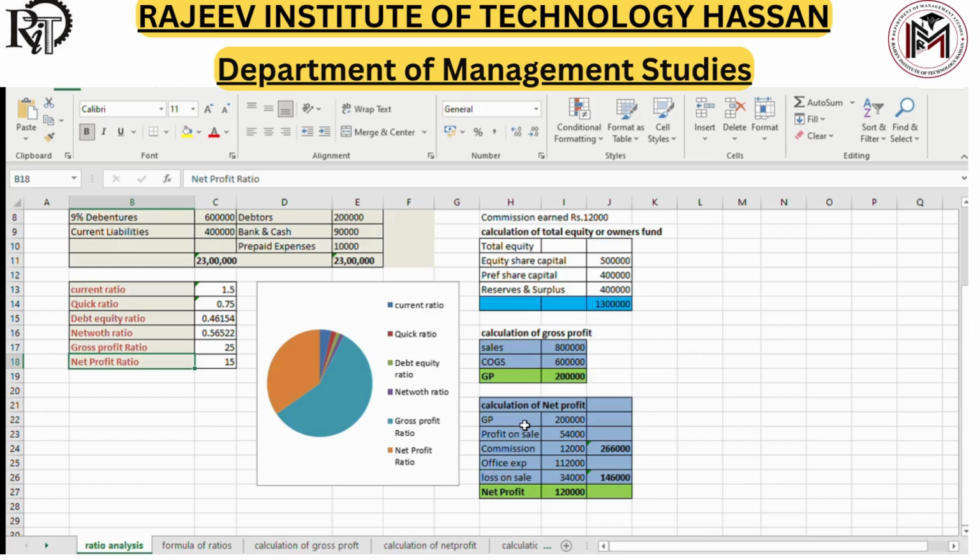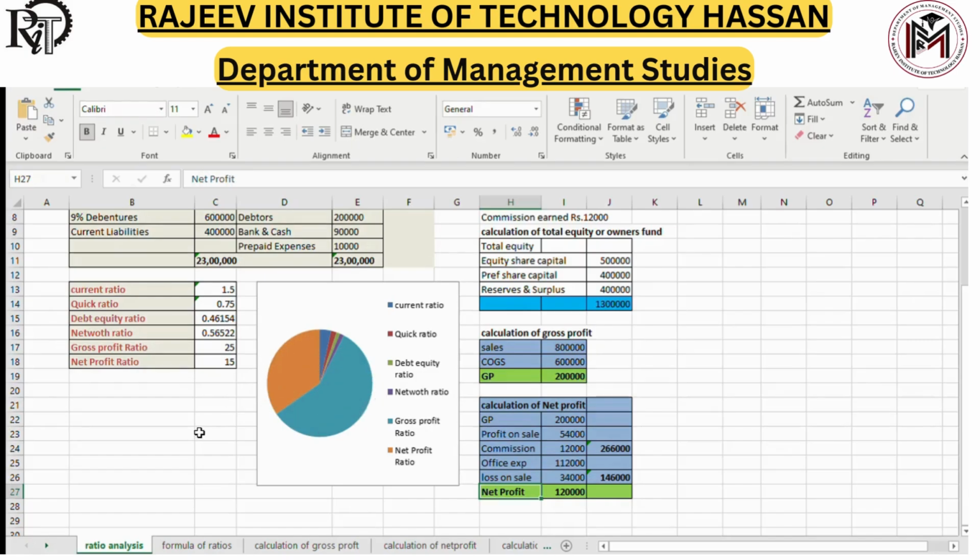How we calculate the net profit is based on the gross profit we calculated in the above cell. We add the profits on sale of any assets and any incomes such as commission received, and any expenses or loss on sale of any assets we subtract from the gross profit. Finally we get the net profit. Based on these simple and basic ratios, we are going to make a chart here. This is the percentage.